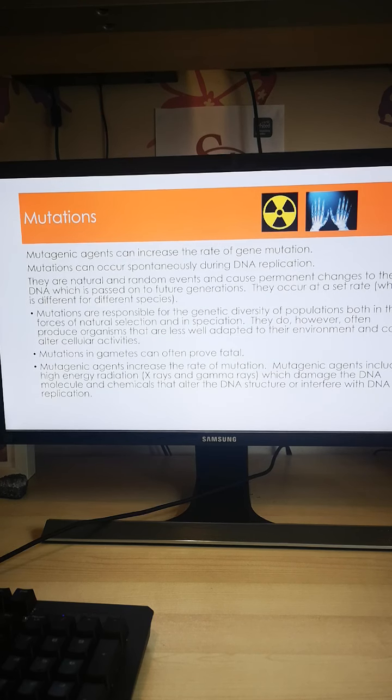Mutations that happen in gametes can prove fatal. Mutagenic agents, the things that increase the rate of mutation above that of the natural spontaneous events that fuel natural selection, include high energy radiation, X-rays and gamma rays, which damage the DNA molecule, and chemicals that alter the DNA structure and interfere with DNA replication. So, named chemicals. Often the examiner will link this to DNA replication in the exam question.